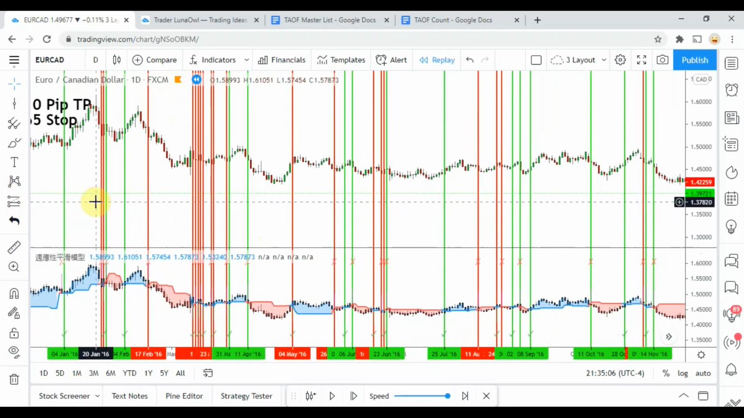We have 36 signals altogether, 36 trades, and we have 16 winners. And so unfortunately, that is not going to meet the 60% criteria.